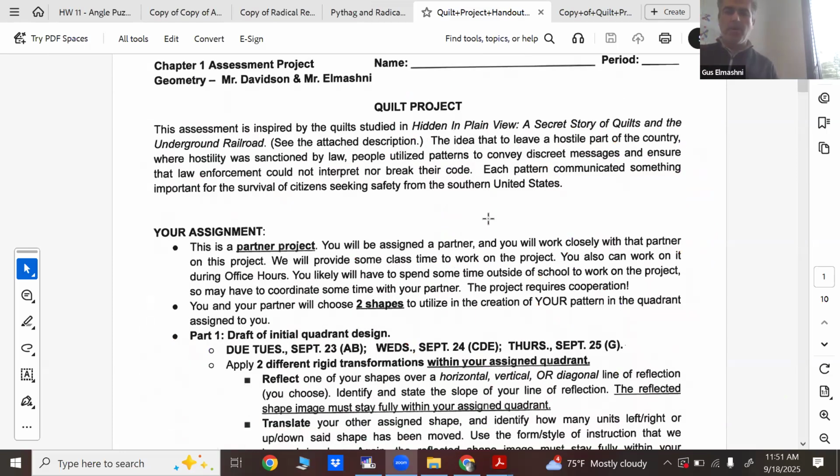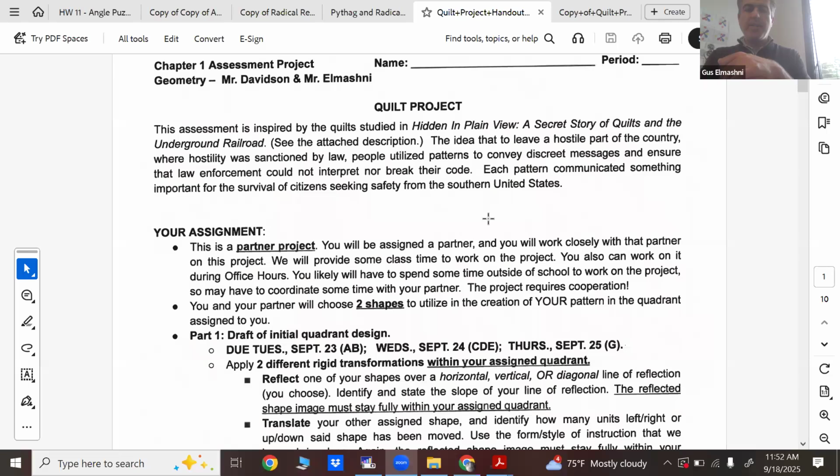Lucas, can you read the opening part of the project? This opening is inspired by the quilt study in Hidden in Plain View: The Secret Story of Quilts and the Underground Railroad. The idea that to leave a hostile part of the country where hostility was sanctioned by law, people utilized patterns to convey discrete messages and ensure that law enforcement could not interpret their code. Each pattern communicated something important for the survival of citizens seeking safety in the southern United States. So that's just the history behind it. It's kind of neat. A little bit of social justice happening there. But of course, now our task is to do the math and geometry.